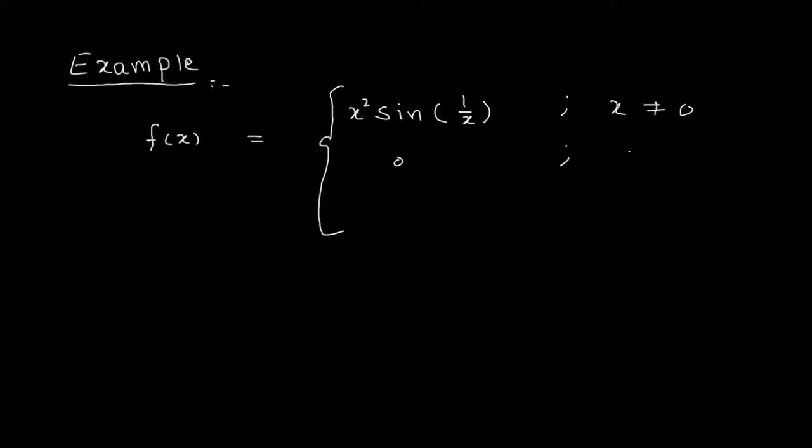not differentiable. The example of the function is given by f of x equal to x square sine of 1 over x, when x is not equal to 0, and 0 when x is equal to 0, and we want to check the differentiability at x is equal to 0.